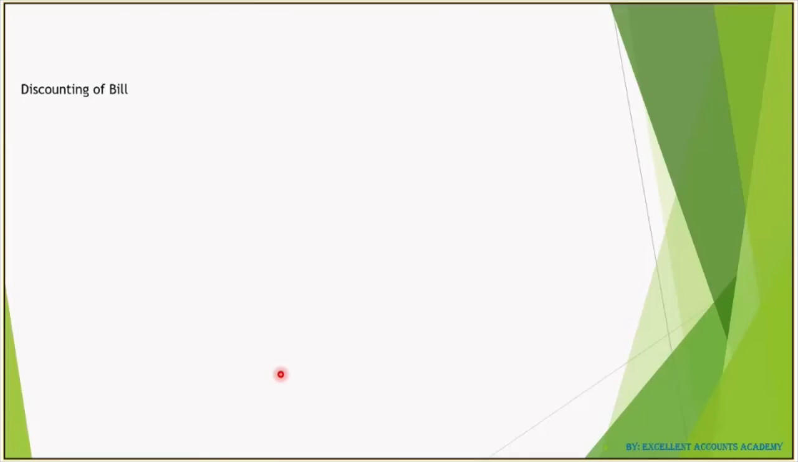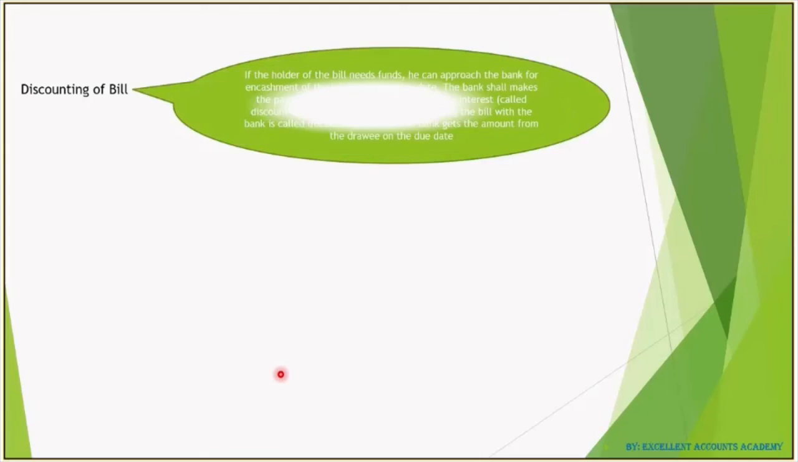Okay. The next important term is discounting of bill. What is discounting of bill? If the holder of a bill needs funds, he can approach the bank for encashment of the bill before the due date. The bank shall make the payment of the bill after deducting some interest, called discounting in this case. This process of encashing the bill with the bank is called discounting the bill. The bank gets the amount from the drawee on the due date.